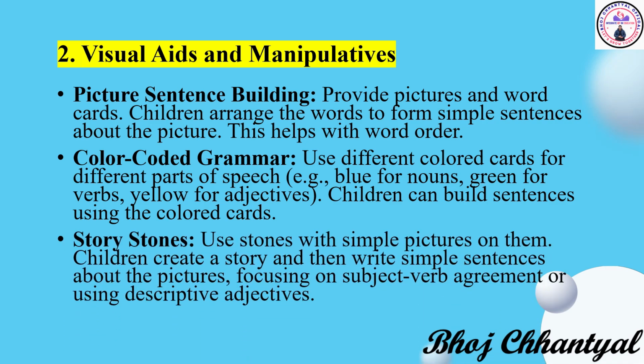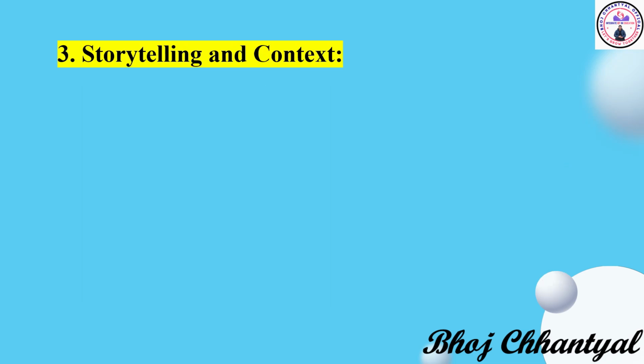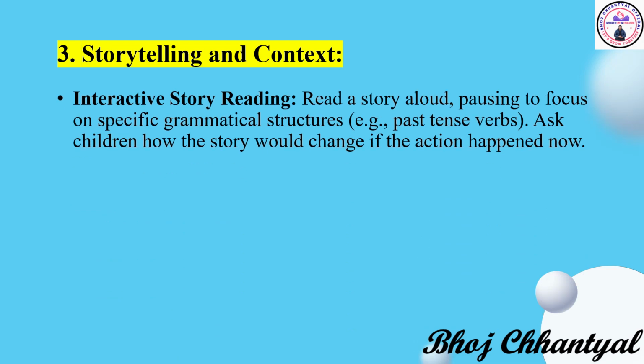C. Story stones. Use stones with simple pictures on them. Children create a story and then write simple sentences about the pictures, focusing on subject-verb agreement or using descriptive adjectives. 3. Storytelling and context. Let's see some examples. A. Interactive story reading. Read a story aloud, pausing to focus on specific grammatical structures, for example past tense verbs. Ask children how the story would change if the action happened now.